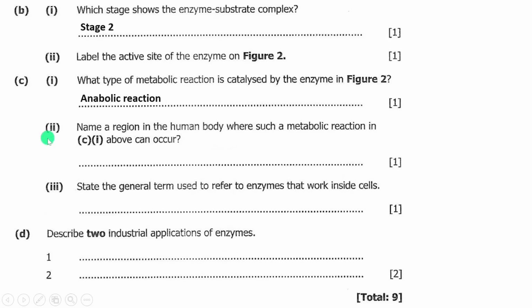Then part 2 here is name a region in the human body where such a metabolic reaction in part C, part 1 above can occur. So like an anabolic reaction, in which part of the human body can it occur? So it can occur in the liver.